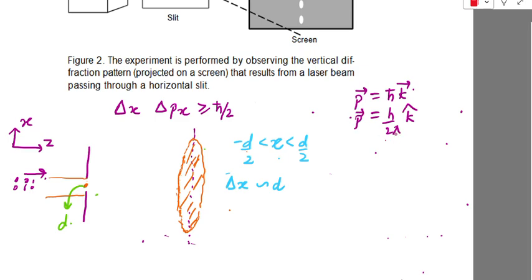Sorry, h upon lambda. So p is h upon lambda times k cap, right? The magnitude is h by lambda, the good old de Broglie magnitude that we know, and then k cap gives the direction.